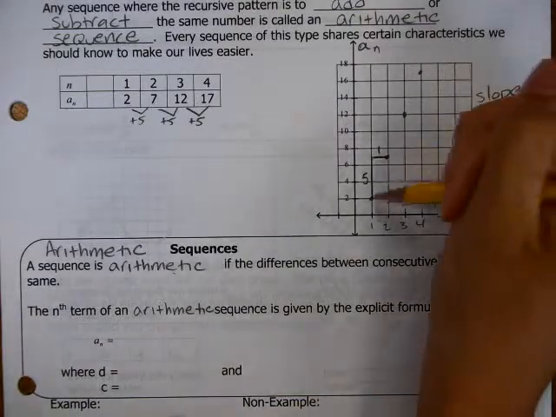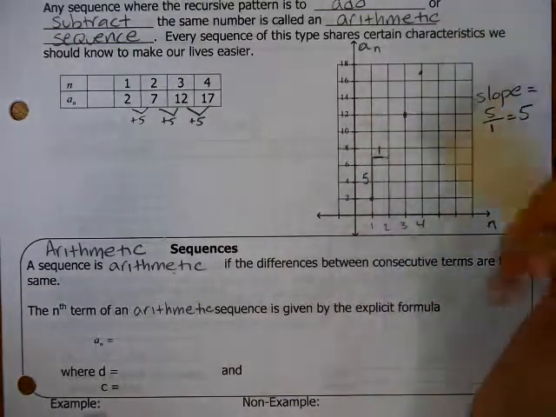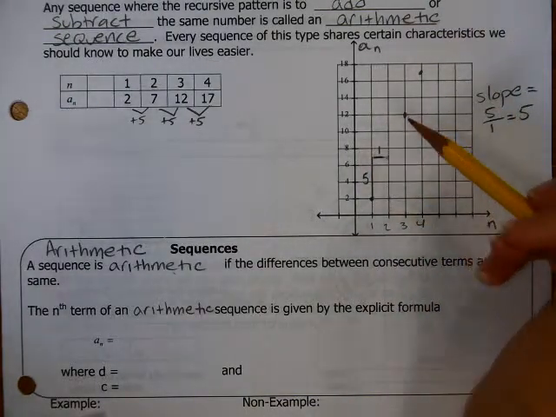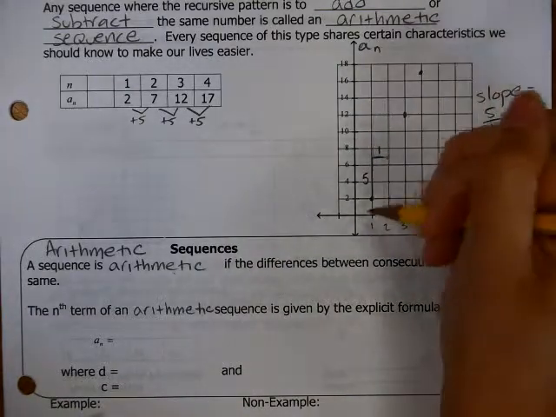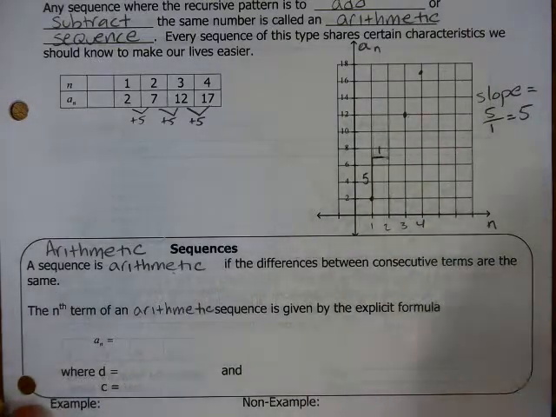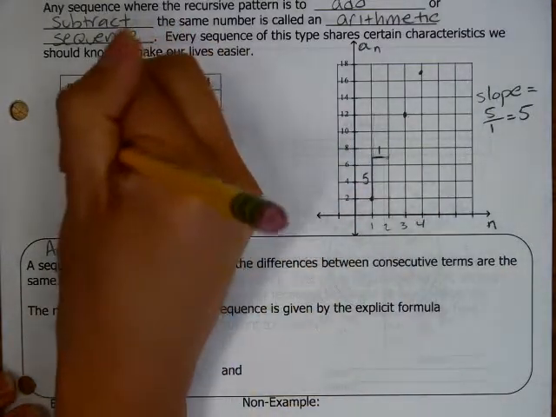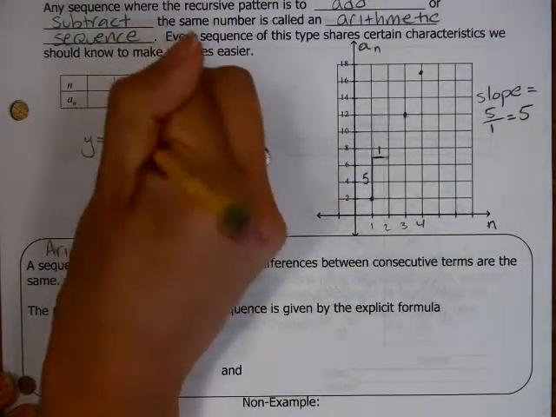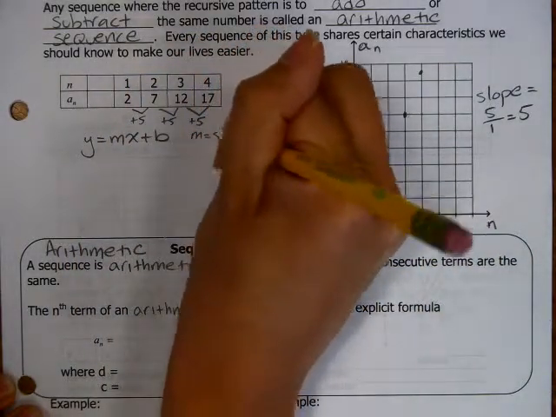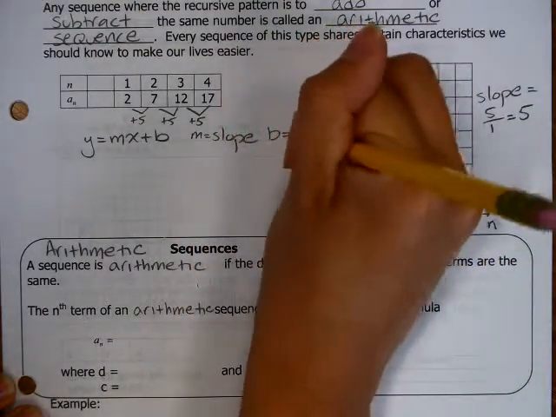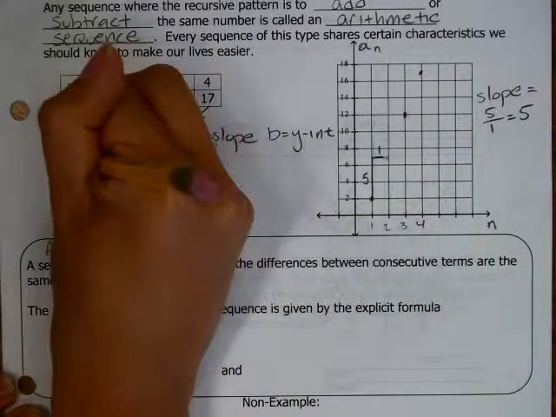Now think about this. If I had erased this point, and I only gave you the first term and the third term, we could still find the slope by rising 10 and running 2. So that's something to keep in mind for a little bit later. Okay, so since we have a line, we know we could write the equation of the line as y equals mx plus b. M is the slope, b is the y-intercept.